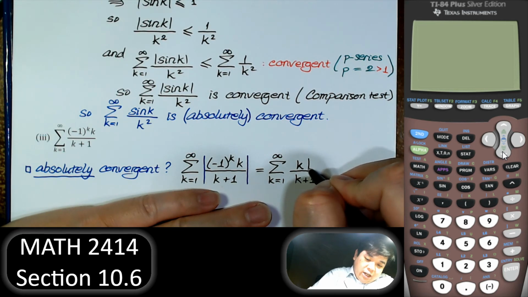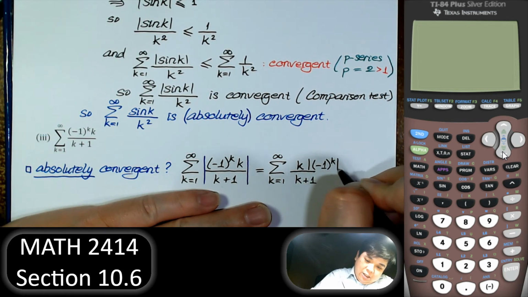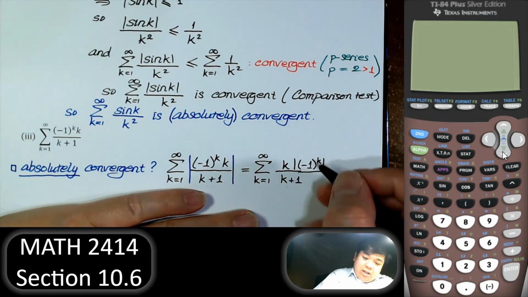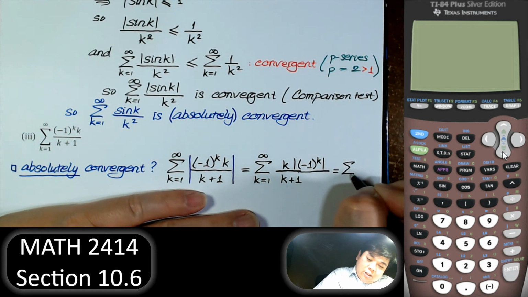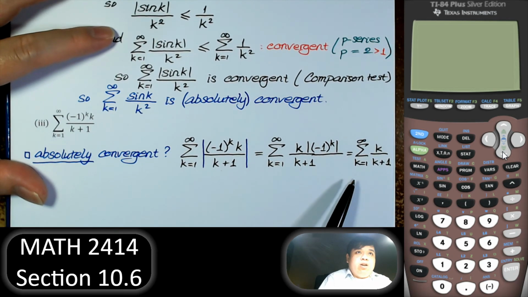Or you just put the negative absolute values around the negative 1 to the k. Because k is positive, k plus 1 is positive, so we don't really need the absolute values. That one, with the absolute values, would turn into just k over k plus 1. Now, is this one convergent or divergent?